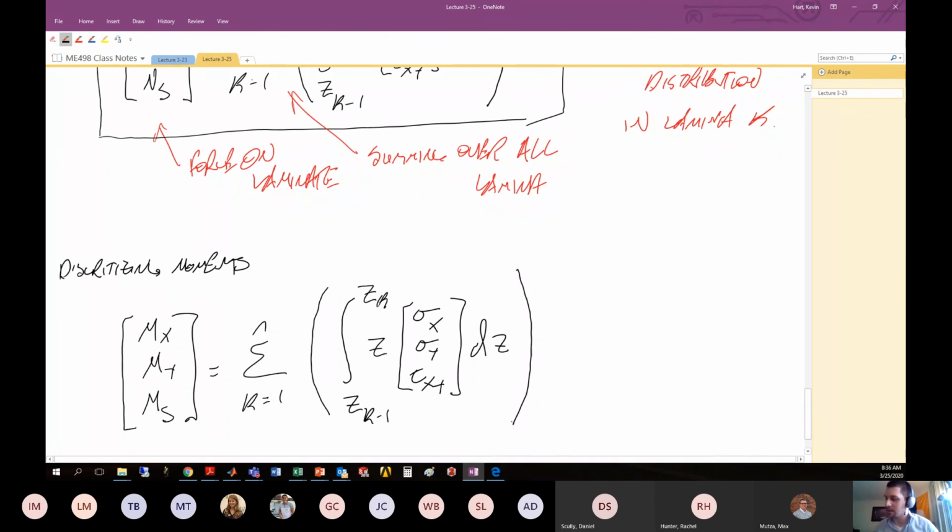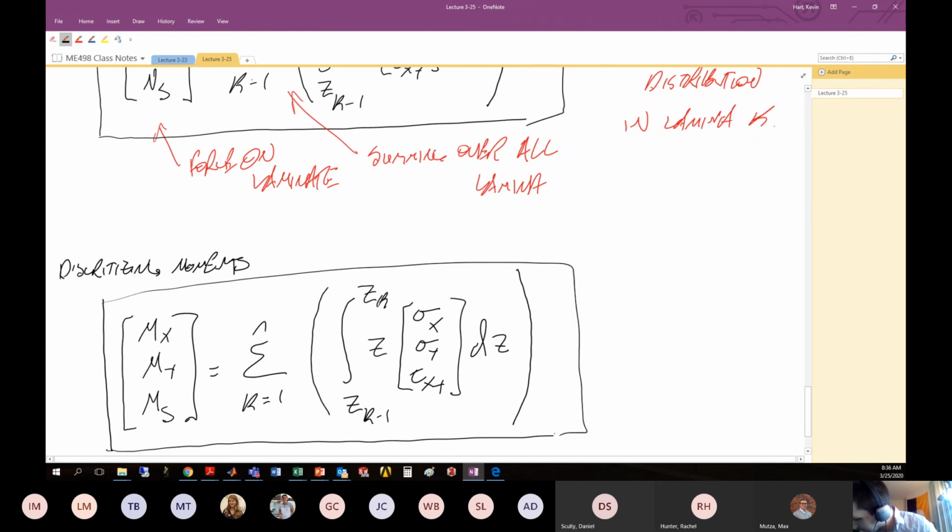All right, so here's our discretization of the moments, which relates the moments that we applied on the laminate to the stresses that are developed in the laminate. Okay, so it relates applied moments to stresses.